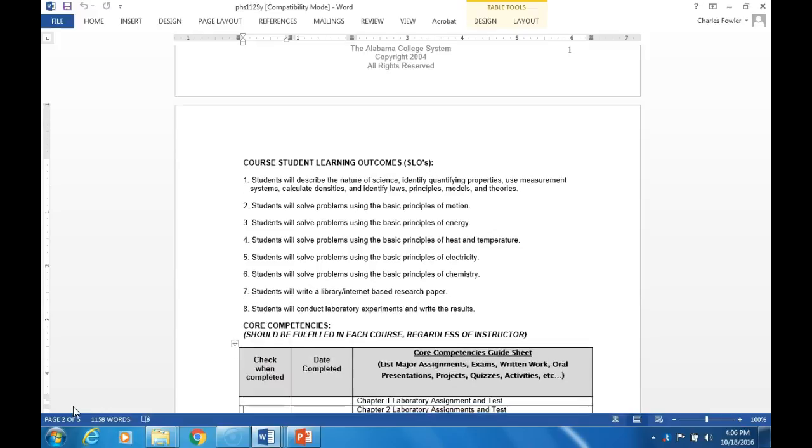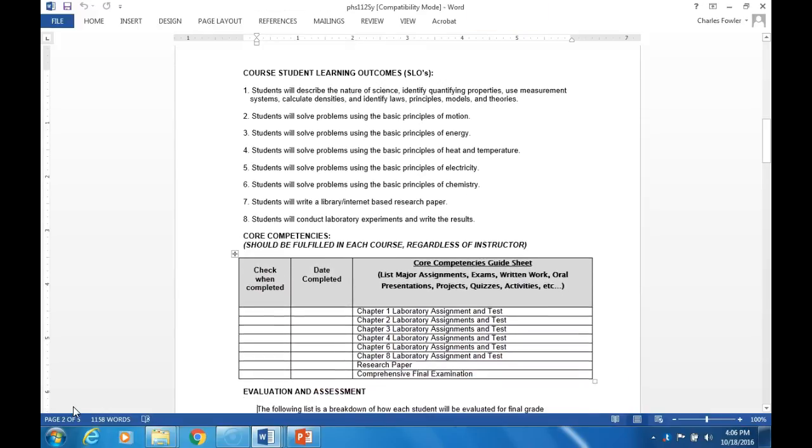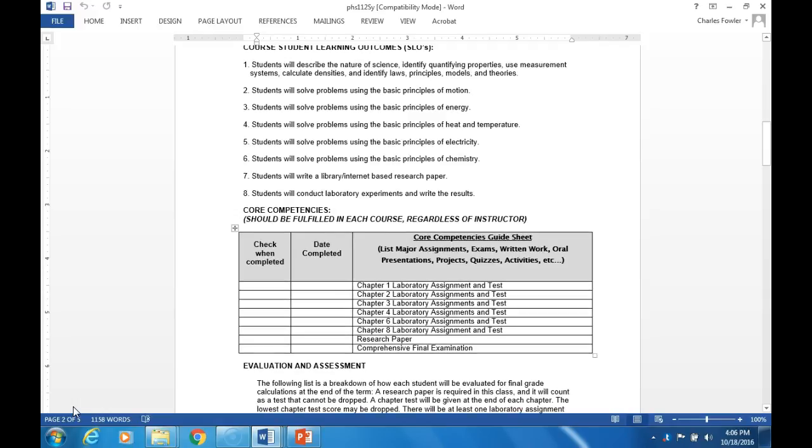Okay. Here are the student learning outcomes for this course. Students will describe the nature of science, identify quantifying properties, use measurement systems, calculate densities, and identify laws, principles, models, and theories. What we've just described is Chapter 1. If you got a book and you go to it, you'll see those are the topics in Chapter 1. What is science? Objects and properties, quantifying, measurement systems. That's what we're talking about in Chapter 1. Like I said, probably the most math you'll have the whole term will be in that there. Measurement systems and densities and things like that.